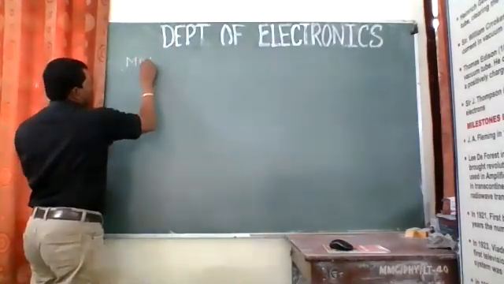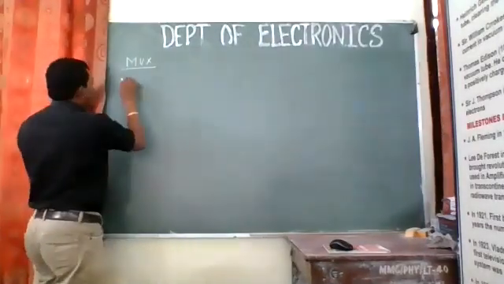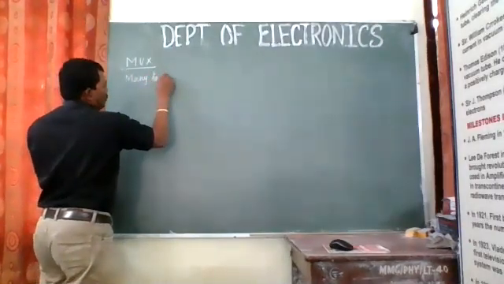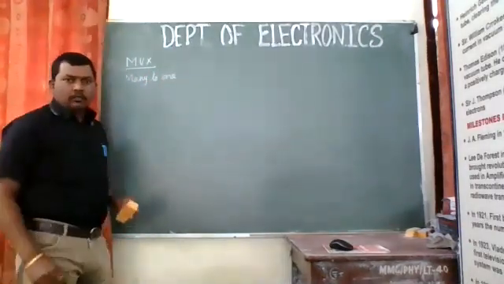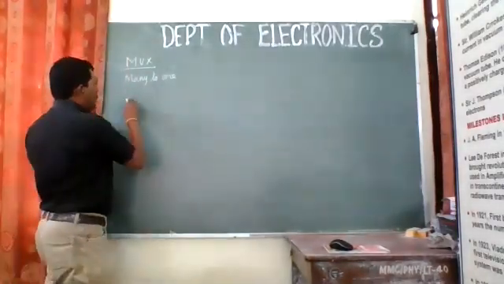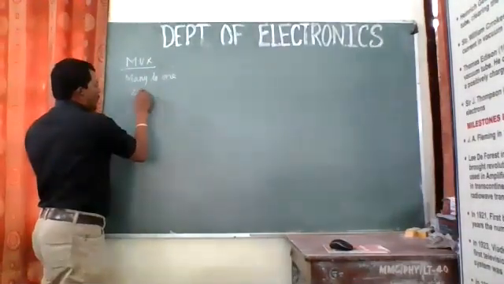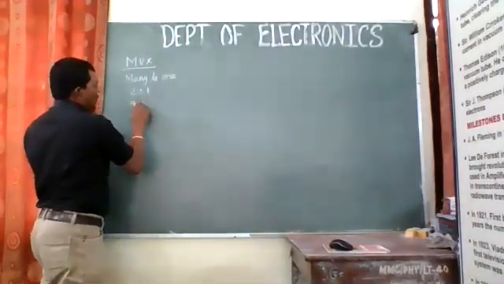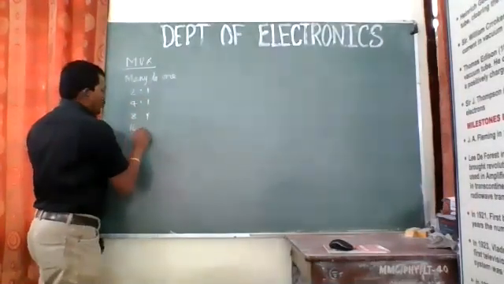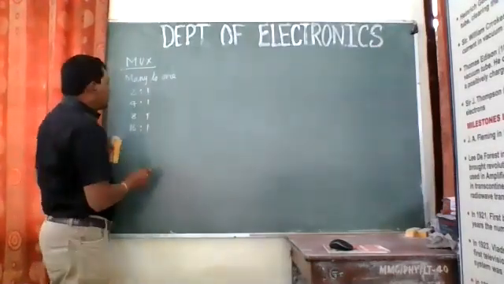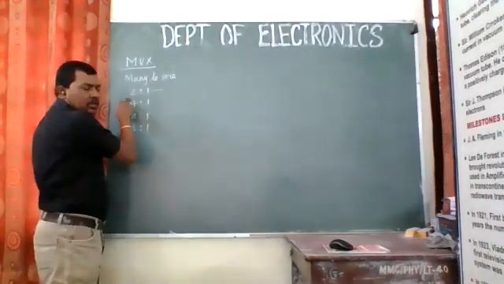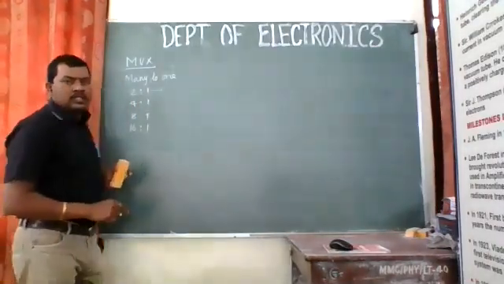So MUX means many to one. That is called as multiplexer, right? So we have studied, say, 2 is to 1, 4 is to 1, 8 is to 1 mux, and 16 is to 1 mux. So we have studied all these mux yesterday, and depending on the number of inputs that we are expecting to connect, we require the select lines, right?